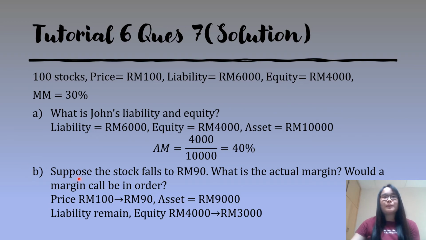Question B: Suppose stocks fall to 90 ringgit, what is the actual margin? Would a margin call be in order? We know that the price falls from 100 ringgit to 90 ringgit, so the asset will be 90 ringgit times 100 stocks, so it's 9,000. As the price of the stocks falls, it doesn't affect the liability, which remains the same at 6,000. The equity will be asset minus liability, which is 9,000 minus 6,000, so 3,000.